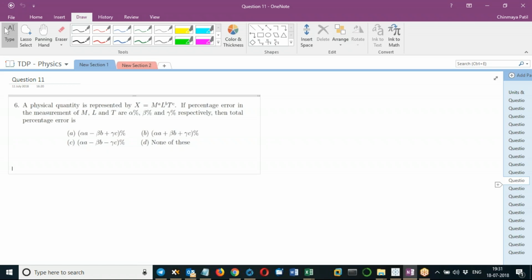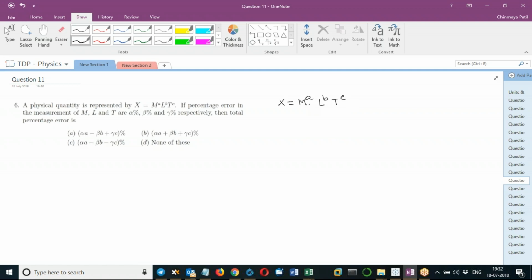So here is the technique. The technique is called logarithm, and by using logarithm we'll see how efficiently we can find a solution to this question. So let us write here what is given: x is equal to m power a, l power b and t power c.